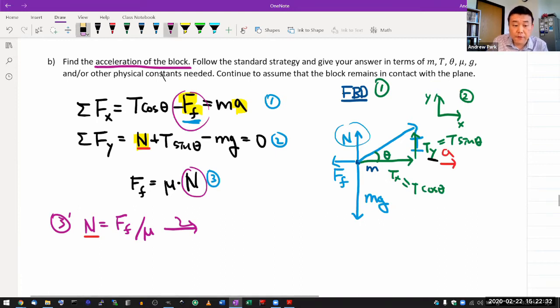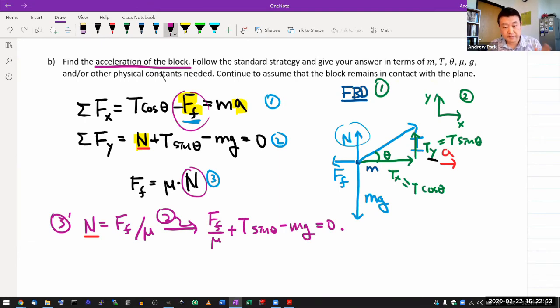So let me take this expression for n that I solved and plug it into equation 2 to get this expression. So n, let me write it down. The friction force over mu plus T sine theta minus mg is equal to 0. I'm trying to solve for acceleration. I don't know the friction force. So what I should do is solve this for friction force. Let me just do this in my head. That's going to be mu times mg minus T sine theta.